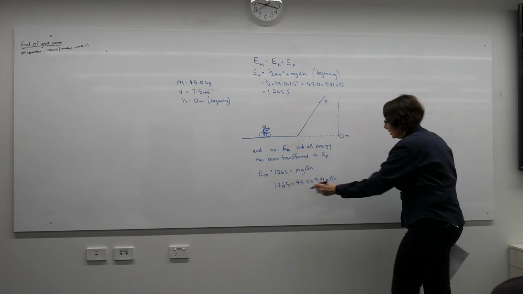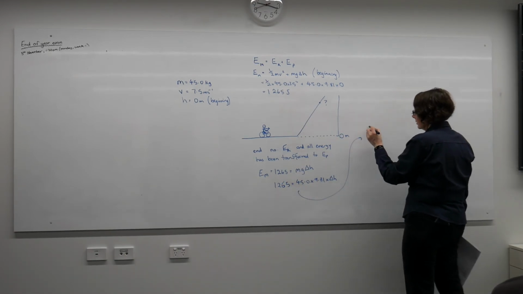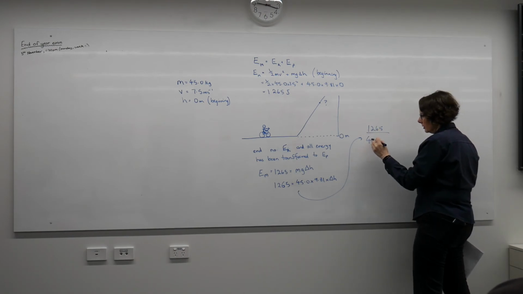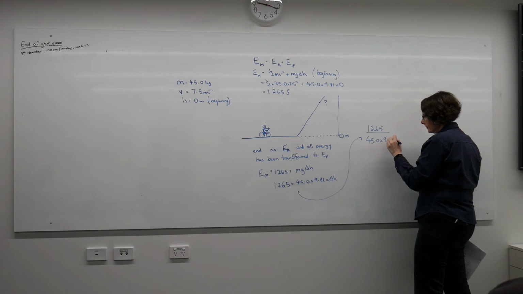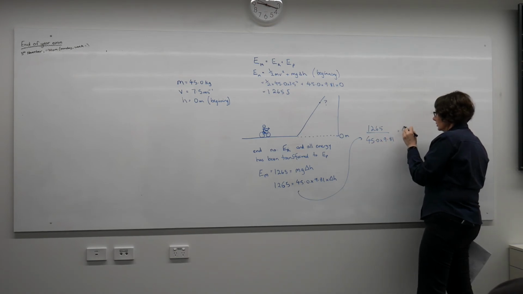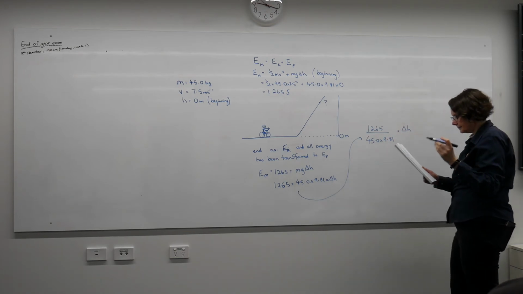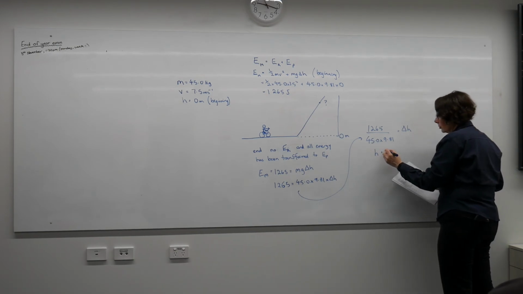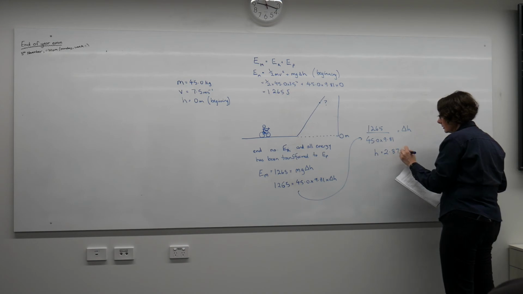So I'm just going to need to divide by those numbers. It tells me the change in height. And according to the booklet, that is 2.87 meters.